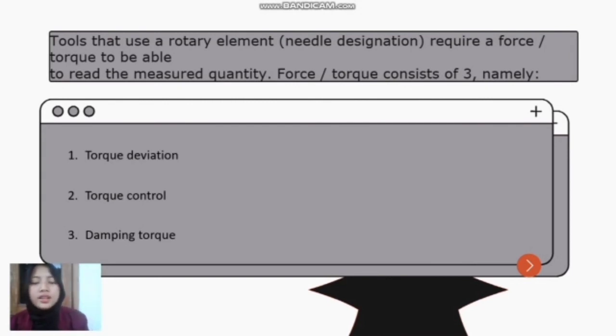The tools that use a rotary element or needle designation require a force or torque to be able to read the measured quantity. The torque consists of three: first is deviation torque, second is control torque, and the last is damping torque.